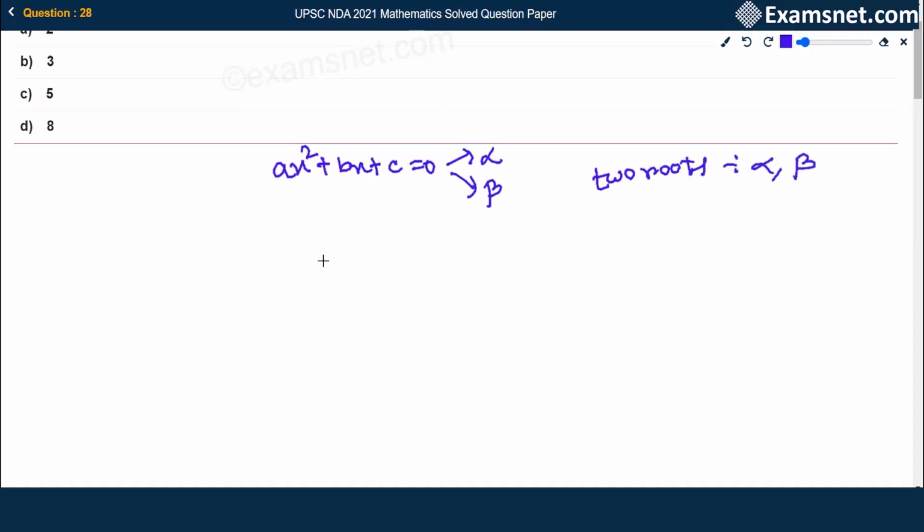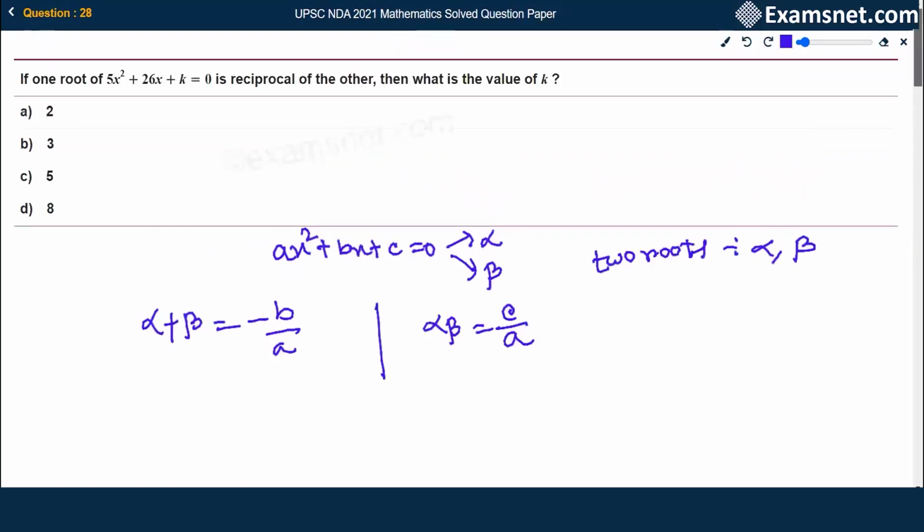The relationship between the roots and the coefficients is that the sum of roots of a quadratic equation is given by minus b by a, and the product of the roots is given by c by a. That is, minus the coefficient of x by the coefficient of x square, and the constant term by the coefficient of x square. Now let's start solving this particular sum step by step.